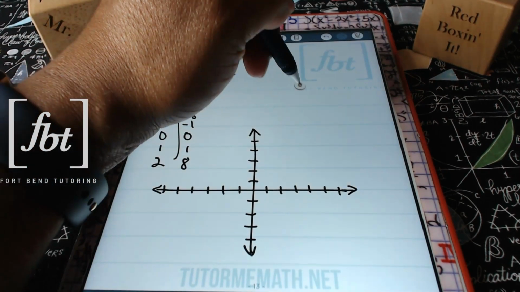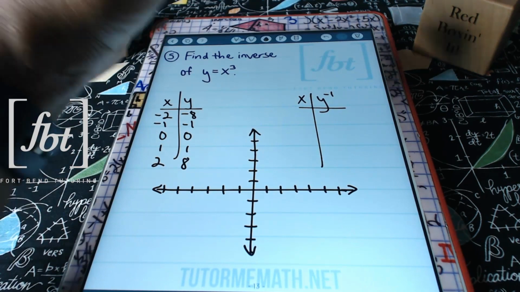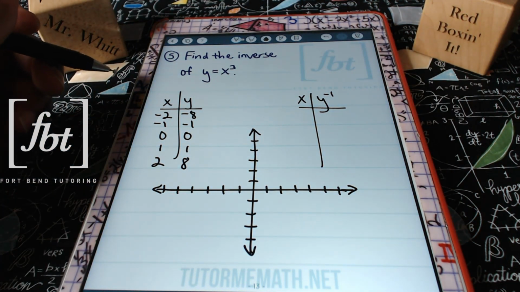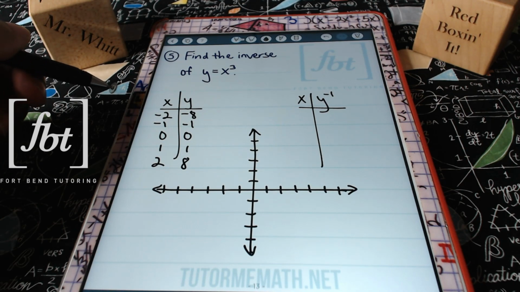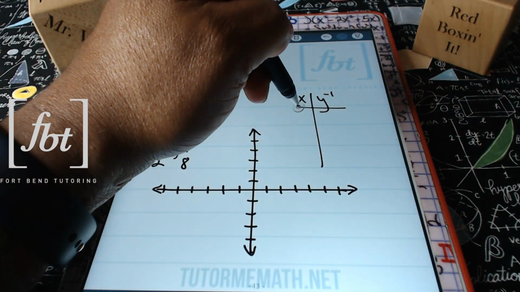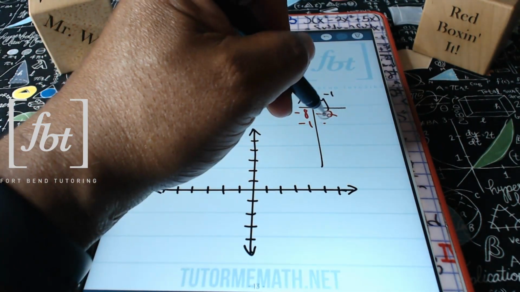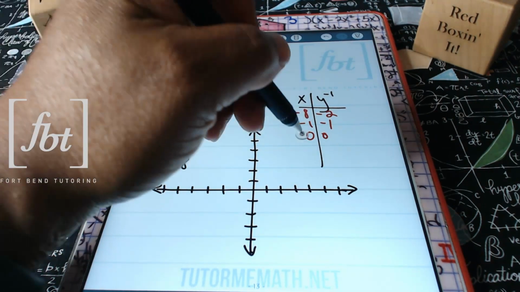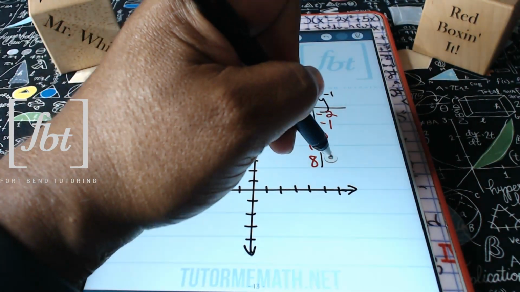All right. Well, if that's the case, that means that for our inverse function, all I have to do is swap out the x and y variables from our original function. So that means that I have the first point written as -8, -2, the second one is -1, -1, the third is 0, 0, the fourth is 1, 1, and the fifth is 8, 2.